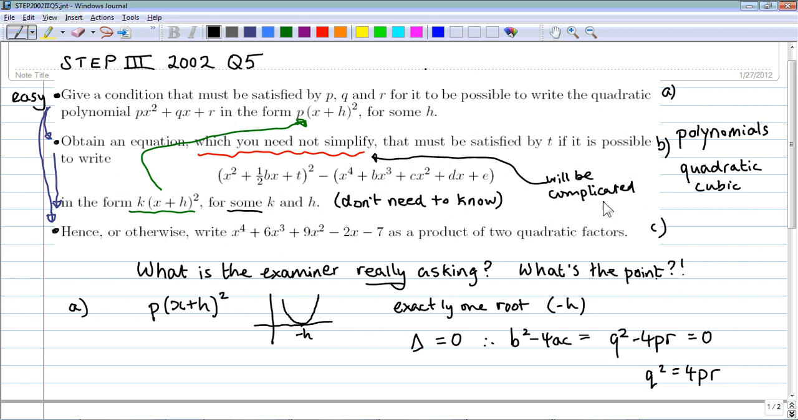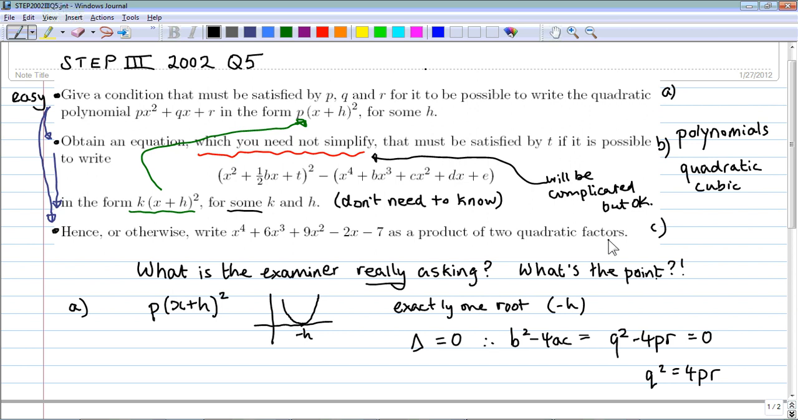But that's okay. It's okay for the equation to be complicated because we do not need to simplify it. I wouldn't say that's common, but it happens from time to time in STEP questions that the examiner realizes that what he is asking you to write down is something very complicated, but he does not want you to spend an hour figuring out the solution. You just write the equation, you don't solve it.